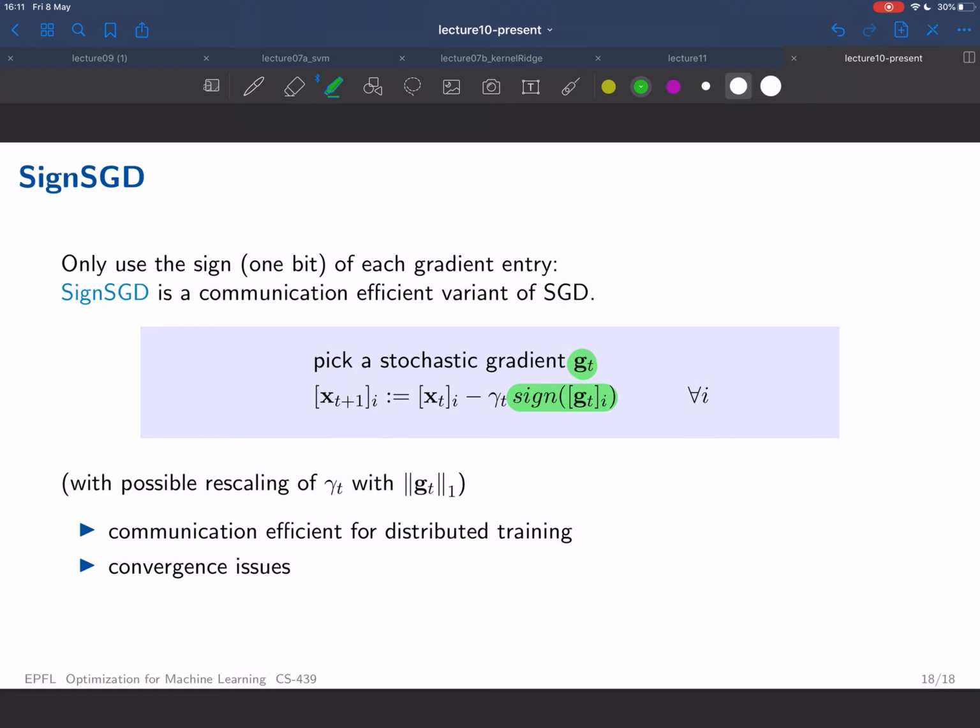And it's quite surprising that this actually works quite okay. In practice, you can get this to work. You might have to use a learning rate which scales a bit with the norm, so that the overall magnitude of the entire vector is okay. But then for each entry, they're just +/-1. So, okay, this seems quite surprising.